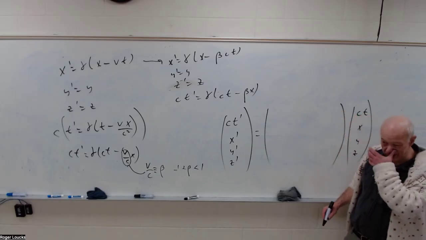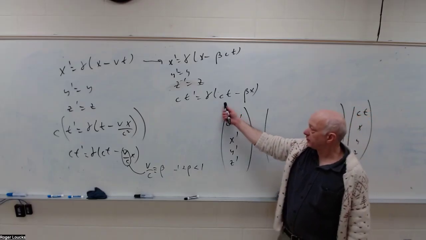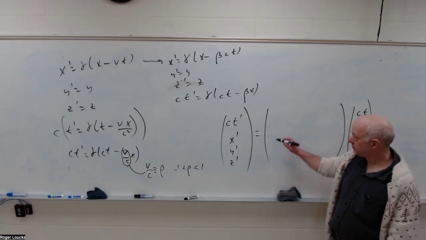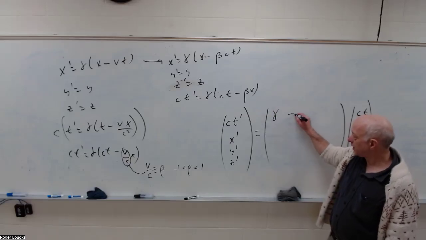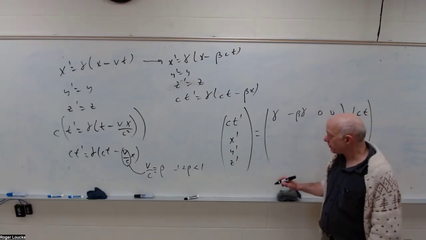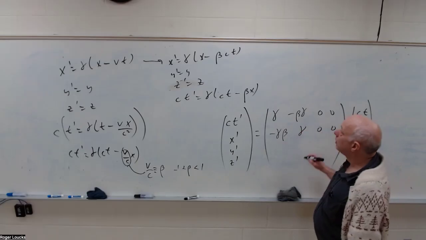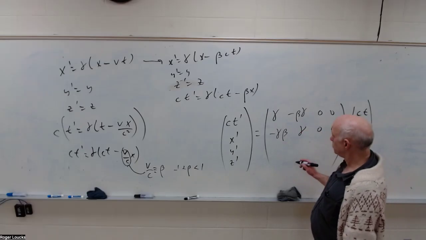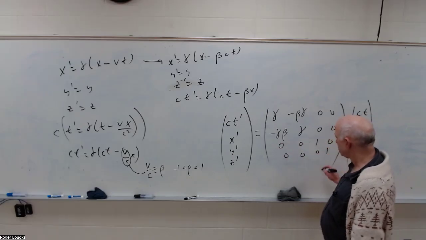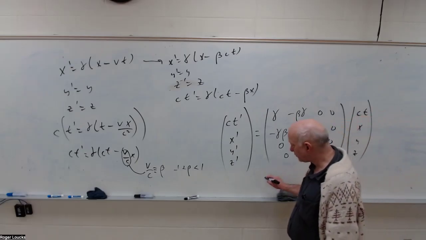So what does this element have to be? I want to get this equation here, so this row has to be gamma, minus beta gamma, 0, 0. Then we do that for all the rest, and we ended up with this. We said that looks good, and so we're going to call this a 4 vector.